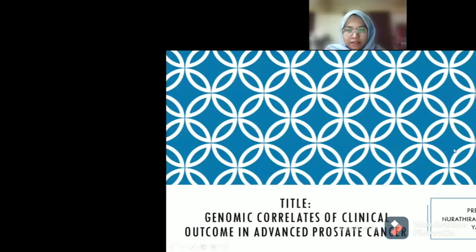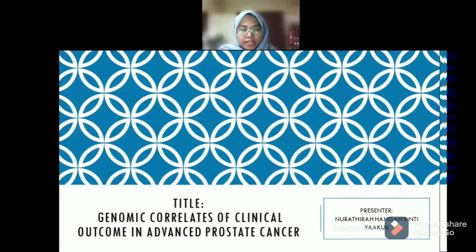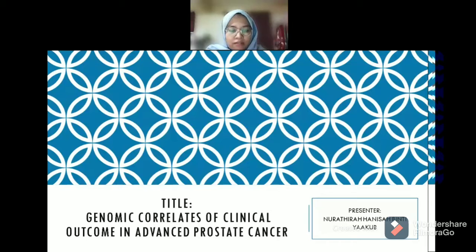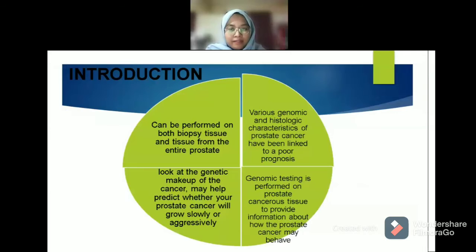My name is Noatira Hanisah Binti Yaakob, and the title of the article that I will review is Genomic Correlates of Clinical Outcome in Advanced Prostate Cancer. Genomic testing can be performed on both biopsy tissue and tissue from the entire prostate. The various genomic and histologic characteristics of prostate cancer have been linked to a poor prognosis. We can look at the genetic makeup of the cancer, which may help predict whether your prostate cancer will grow slowly or aggressively. Genomic testing is performed on prostate cancerous tissue to provide information about how the prostate cancer may behave.